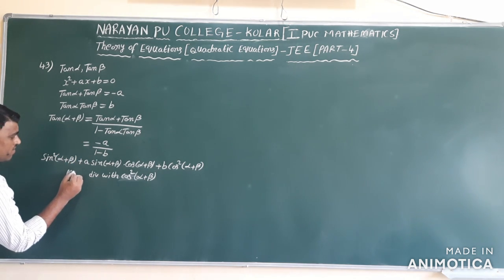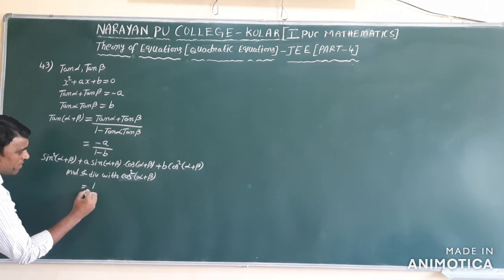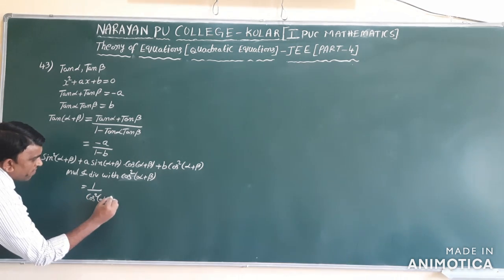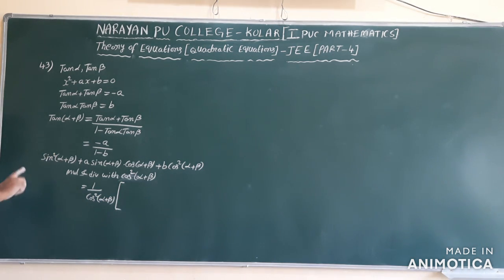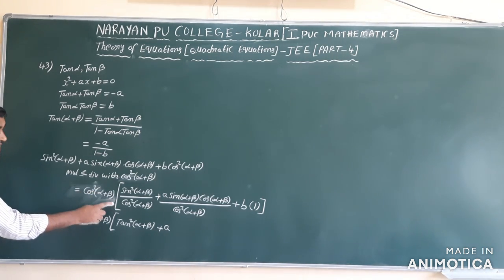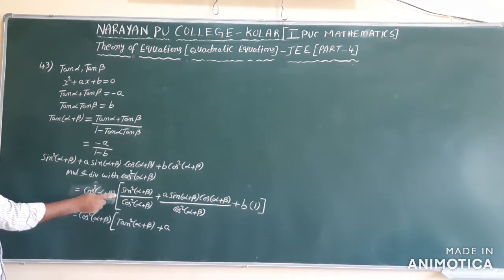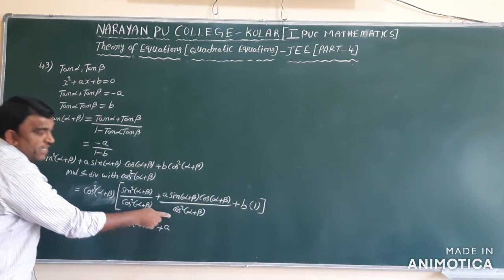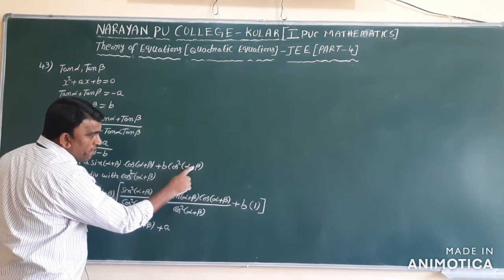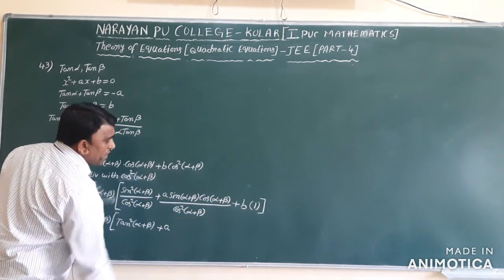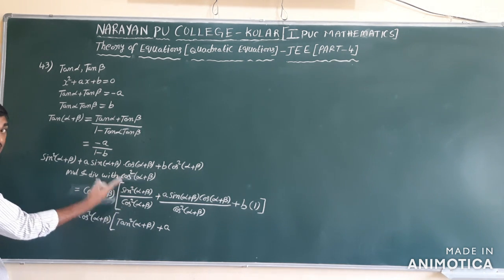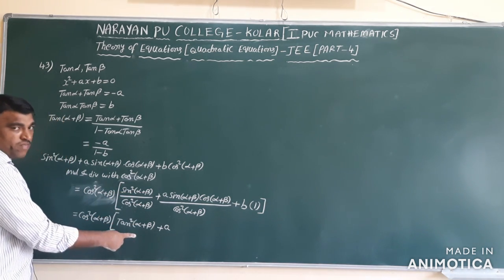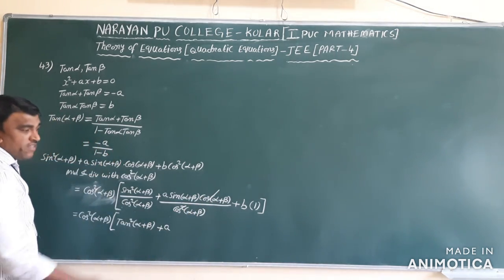Divide and multiply. So that equals 1 by cos square of alpha plus beta, multiplied with sin square of alpha plus beta. Now whole equation divided with cos square of alpha plus beta: sin square alpha plus beta by cos square alpha plus beta, plus a sin alpha plus beta into cos alpha plus beta by cos square alpha plus beta, plus b cos square alpha plus beta by cos square alpha plus beta. Both cos square cancel, only b. Next, sin square by cos square is tan square of alpha plus beta, plus a into, cos cancels, sin by cos is tan of alpha plus beta, plus b.